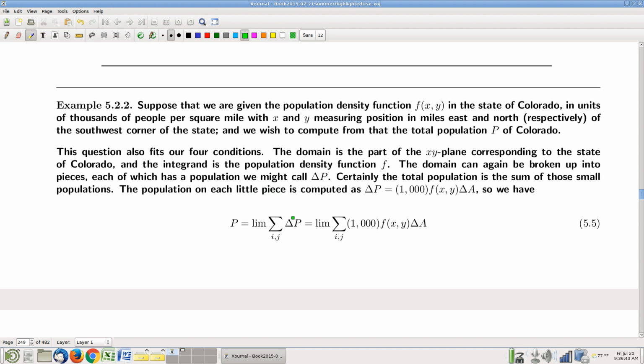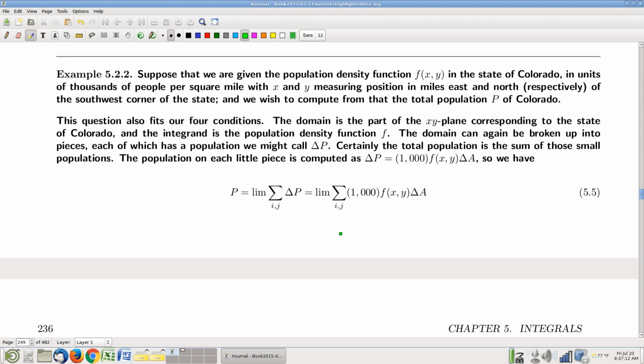And on any given little small piece, presumably smaller than a county, we're going to be taking a limit as the size of these pieces gets smaller and smaller. The population is population density times area. Okay. Now, do notice one thing. The population density is given in thousands of people per square mile, so don't forget this extra factor of 1,000 to put in there. Otherwise, you'll underestimate.